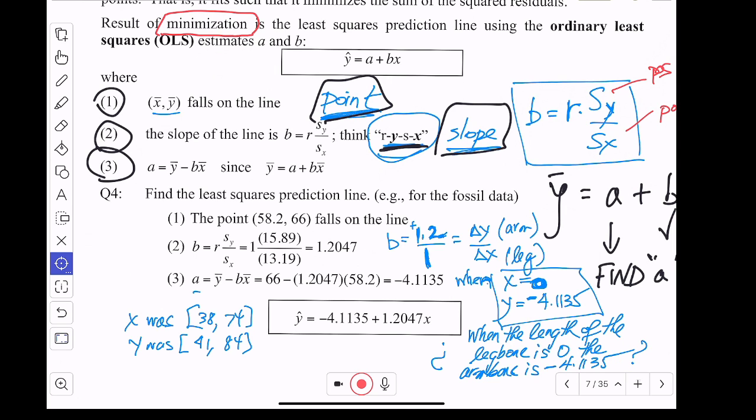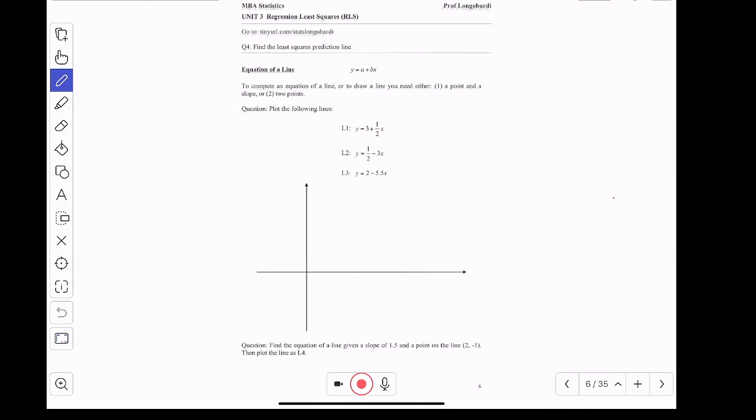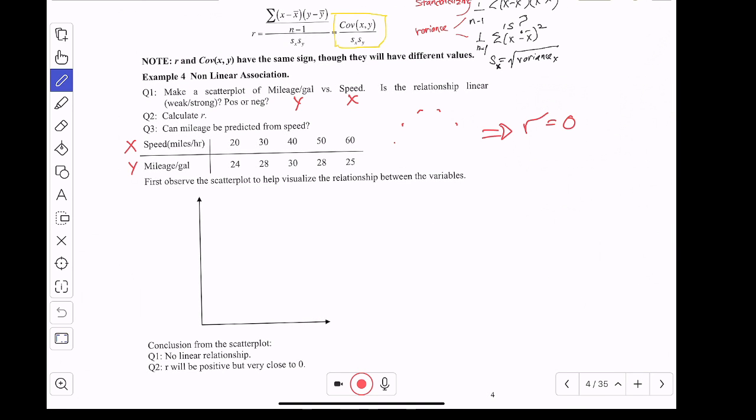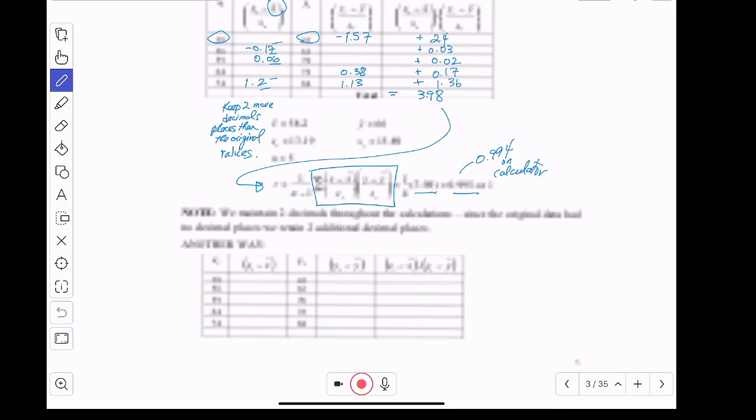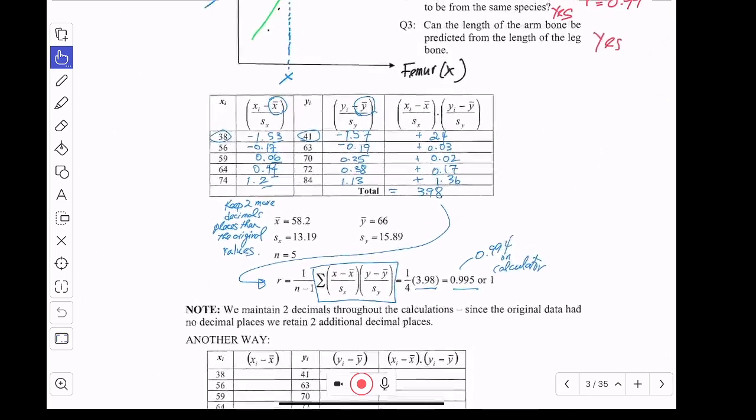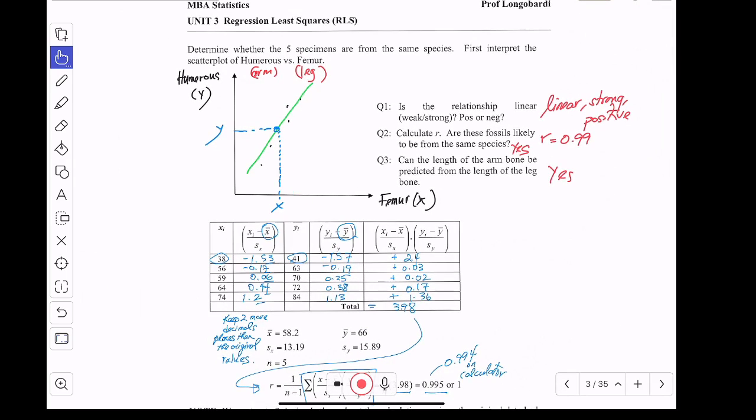So it's a positive relationship with a slope of 1.2. If I was to go back to my drawing, sorry I've gone over, but if you have to leave, you can go.